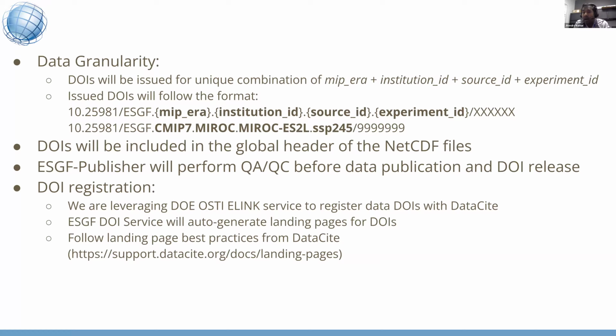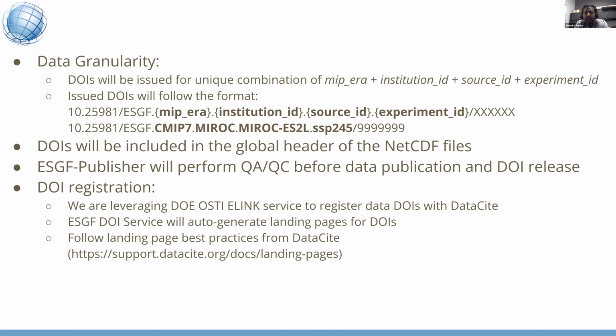Source ID really is just the model name. So what model produced this data, and then what experiment it was done under. So it can be SSP245, it can be SSP585, it can be 1% CO2 scenarios, so a range of them, and then a unique identifier. So it starts to help us group these data sets together and provides us a way of better tracking it.